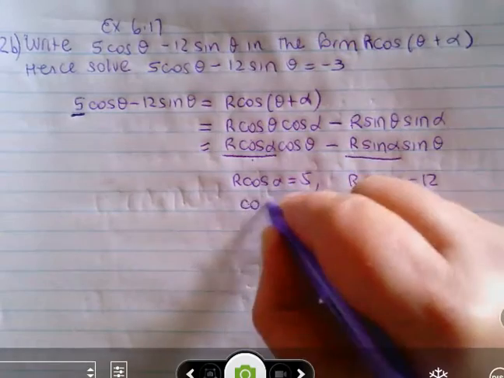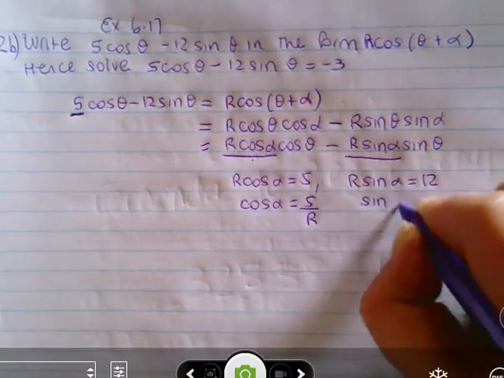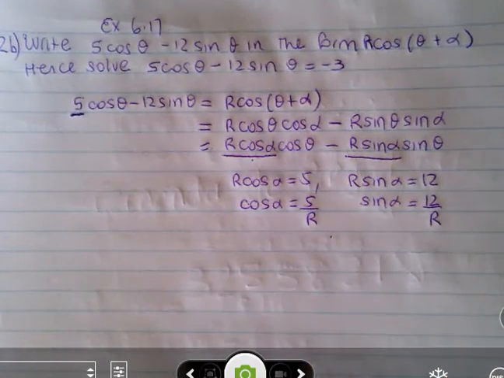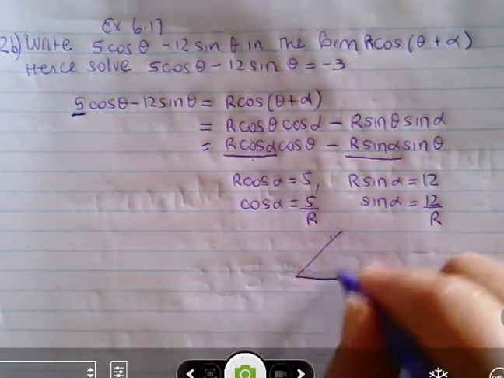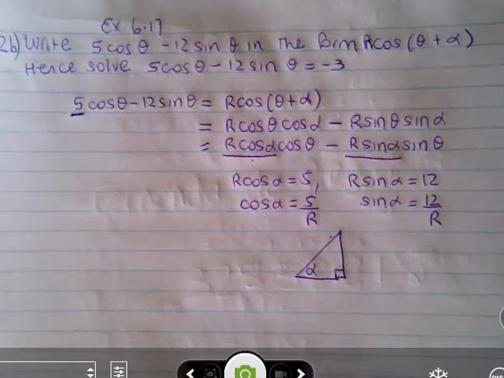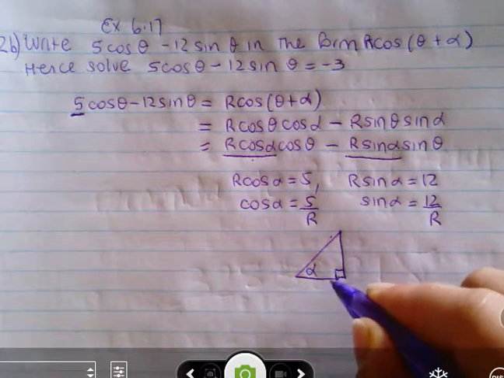So why don't I make cos alpha the subject here? Cos alpha is 5 on r and sine alpha is 12 on r. And once you've got an expression for cos alpha and sine alpha, you should draw up a right angle triangle. And where do I put these numbers 5 and 12 and the r? So cos alpha is, where does the 5 go?